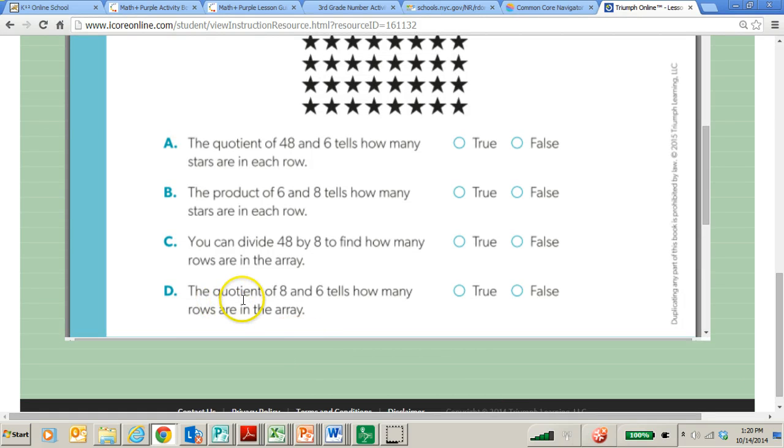And it says the quotient, or the answer, of 8 and 6 tells you how many rows are in the array. Would it tell you how many rows are in the array, or would it tell you how many total stars are in the array?